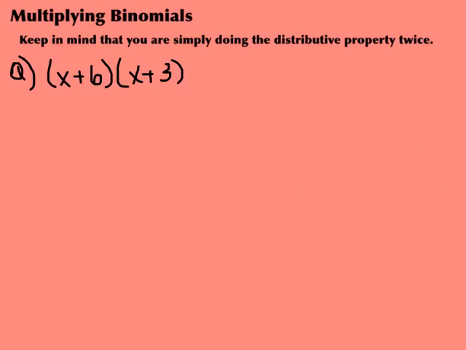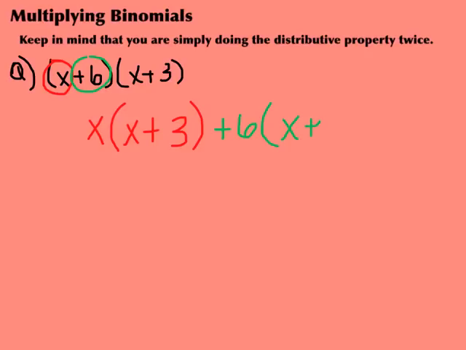We're going to switch gears a little bit and talk about multiplying binomials. Keep in mind that you are simply doing the distributive property twice. So we're going to take these two binomials and multiply them together to get a trinomial. What I'm going to do is take the x and pull that out of this first binomial. So I'm going to have x times x plus 3. Then I'm going to take the plus 6 out and multiply that by x plus 3. That's why the directions say we're going to do the distributive property twice.